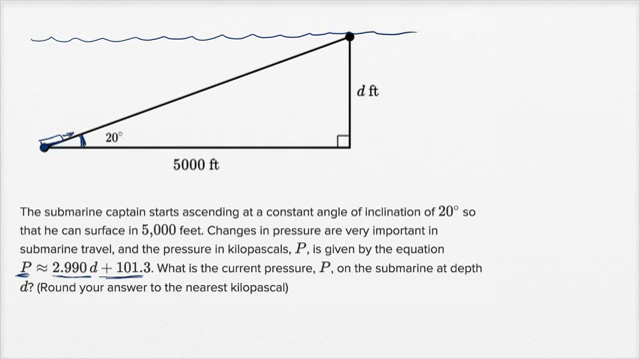For basic right triangles, we always want to refer to SOH CAH TOA, where SOH says that sine of an angle is equal to the ratio of the opposite side to the hypotenuse. Cosine of an angle is equal to the ratio of the adjacent to the hypotenuse, and tangent of an angle is equal to the ratio of the opposite side to the adjacent side.